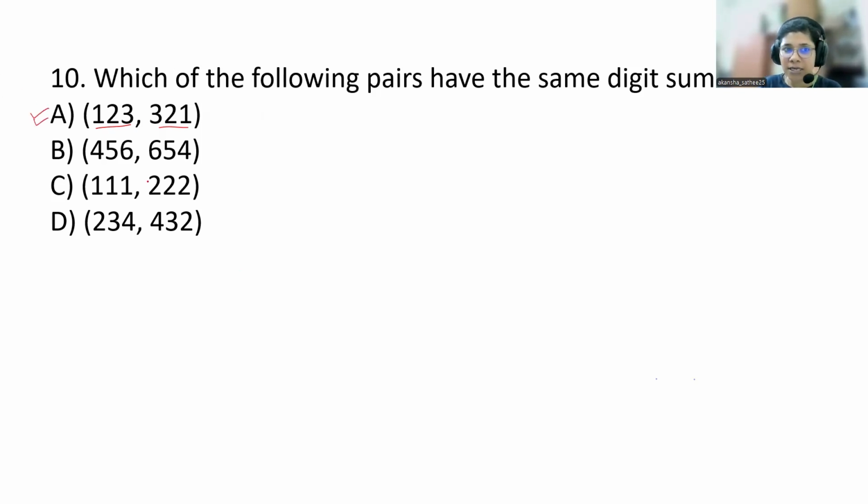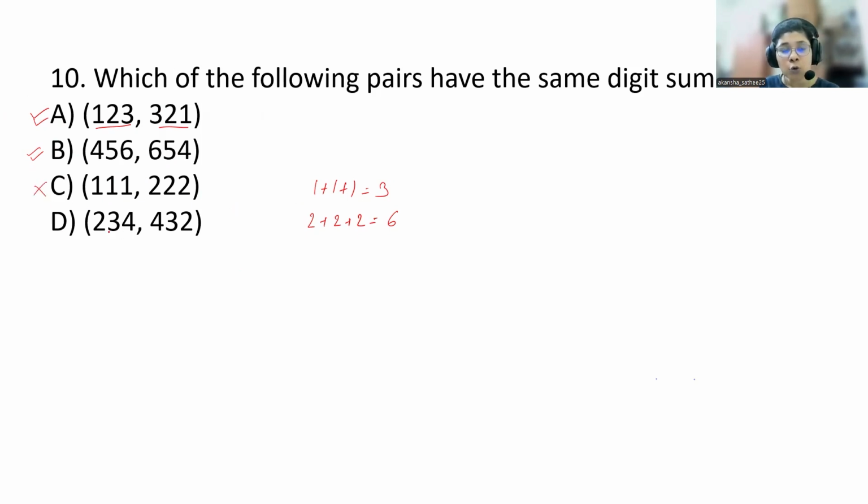We don't know about B, so let's think about this one. 4, 5, 6 and 4, 5, 6. Same numbers. That means digit sum would be the same. What about this, 1, 1, 1 and 2, 2, 2? This we have to see. 1 plus 1 plus 1 is 3. What about 2 plus 2 plus 2? 2 plus 2 plus 2 is 6.